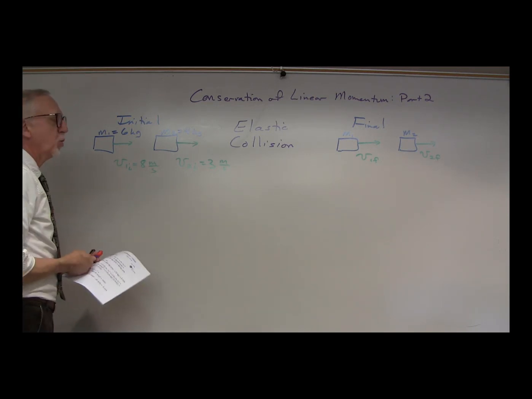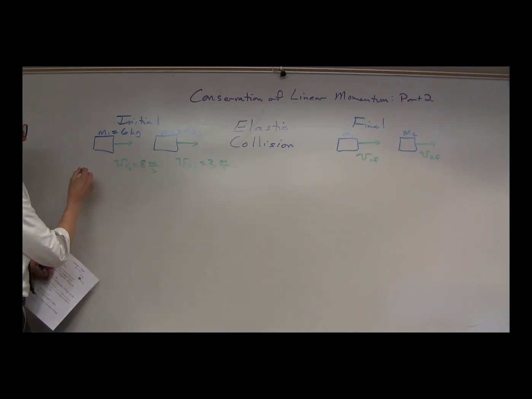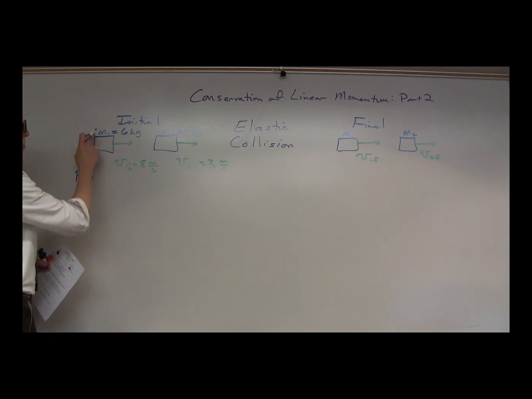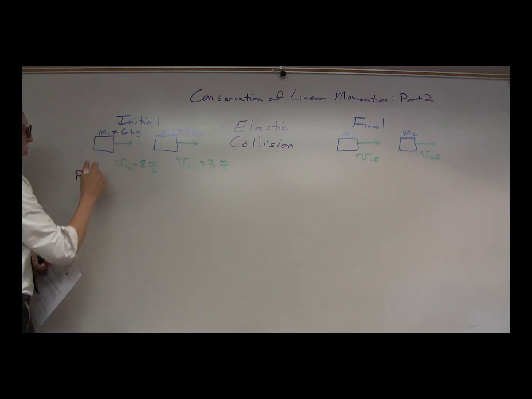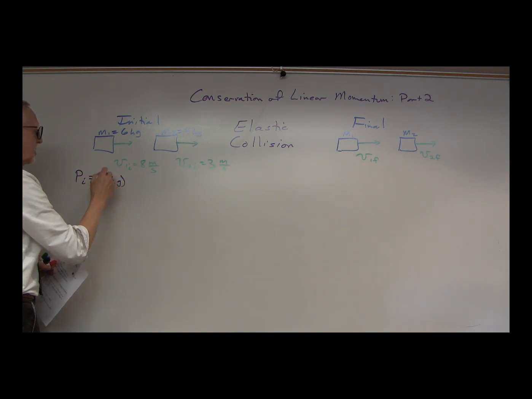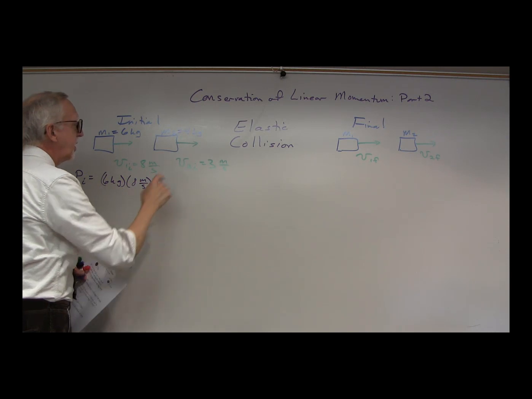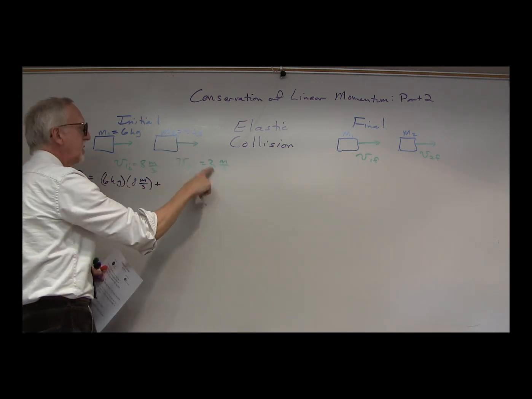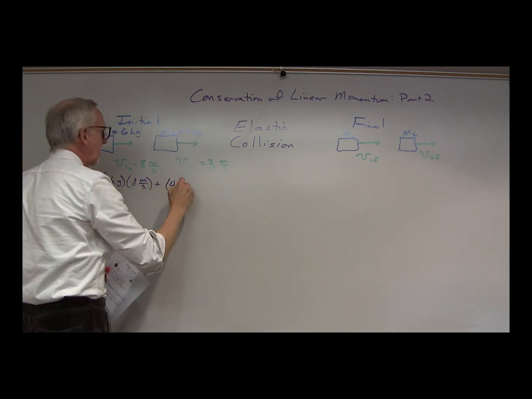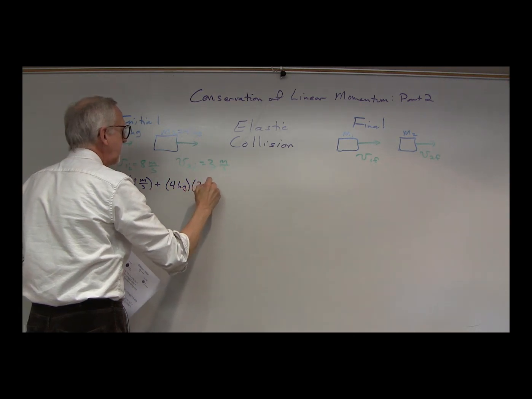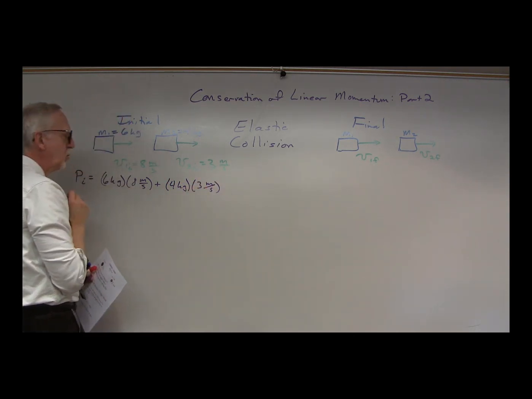All right, let's take a look. What is the total initial momentum? P initial. That's going to be M1 V1 initial, in other words, 6 kilograms times 8 meters per second, and then plus M2 V2 initial, so that's going to be 4 kilograms times 3 meters per second. And what's that give us?